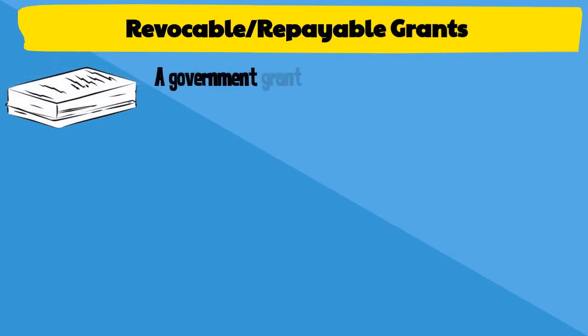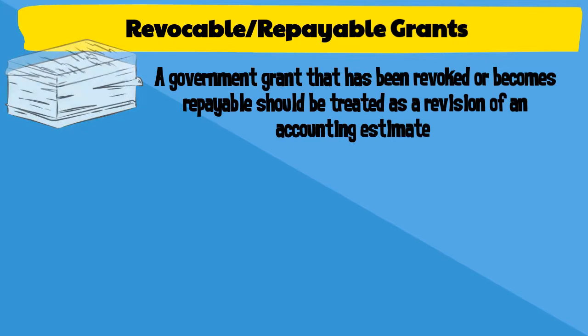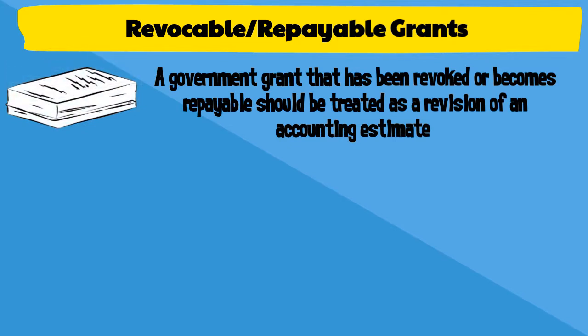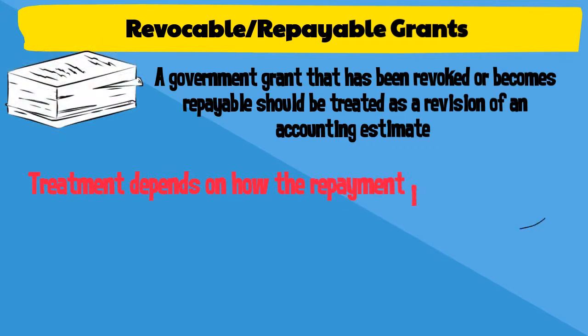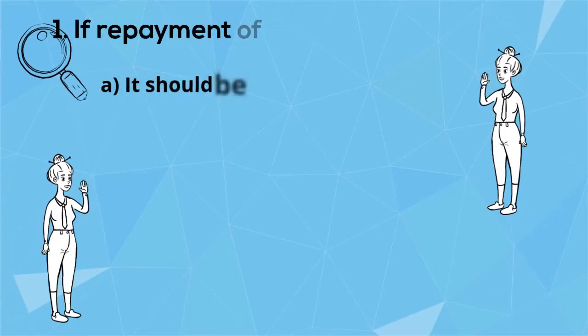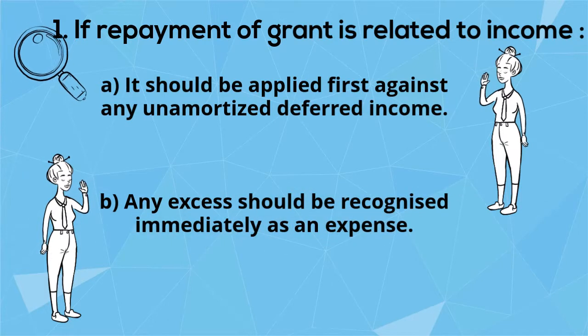Next, let us discuss revocable and repayable grants. A government grant that has been revoked or becomes repayable should be treated as a revision of an accounting estimate. The treatment is dependent on how the repayment is made. First, if the repayment of the grant is related to income, it should be applied first against any unamortized deferred income, and any excess should be recognized immediately as an expense.